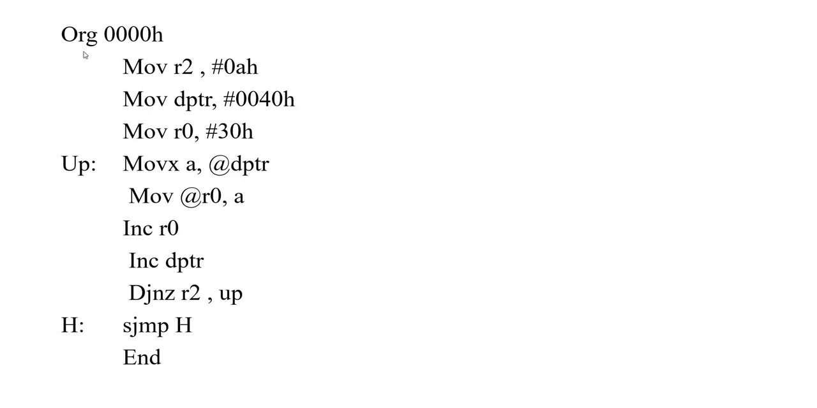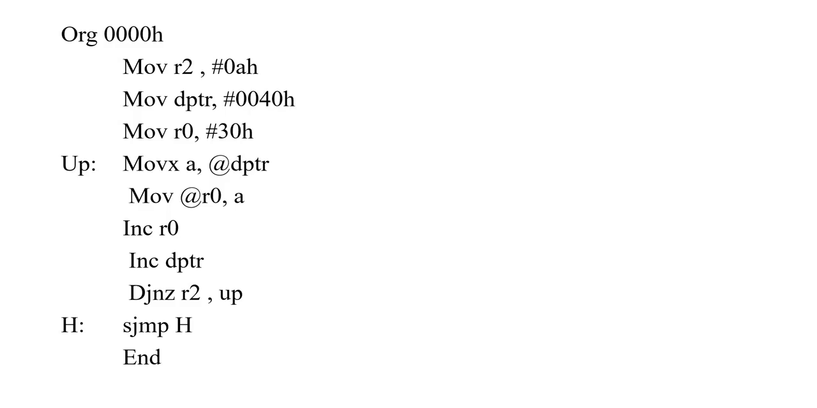Okay, so here for internal RAM we are using MOV R0, #30H, and for external memory we are using MOV DPTR, #0040H. Here, external memory always uses 16-bit addressing, and this is where DPTR operates.